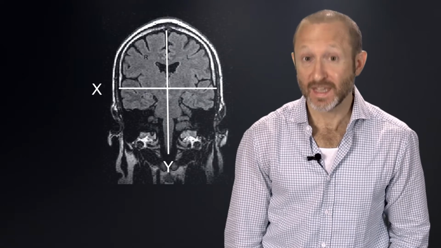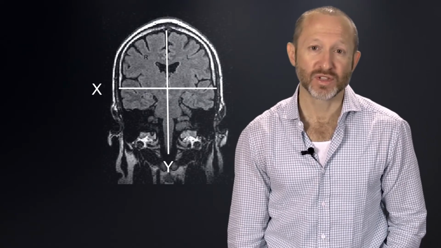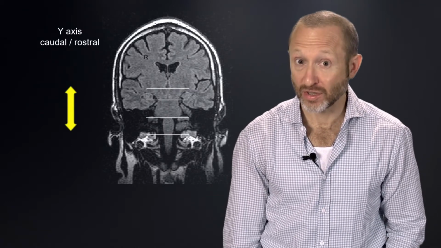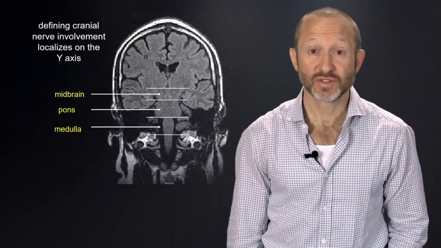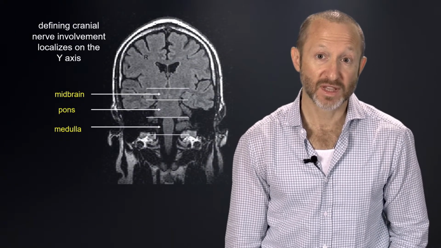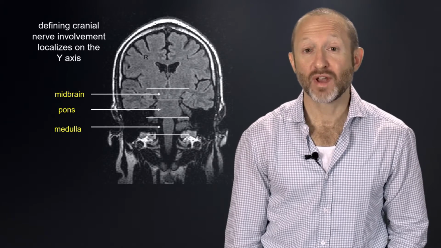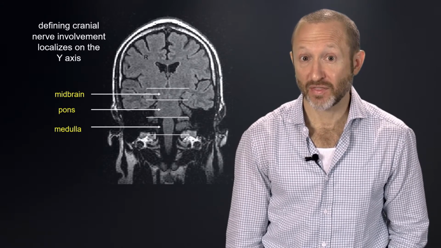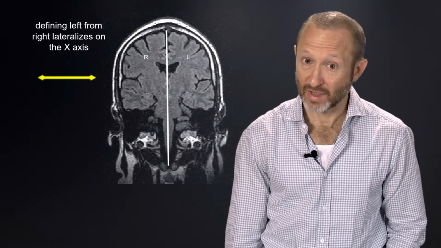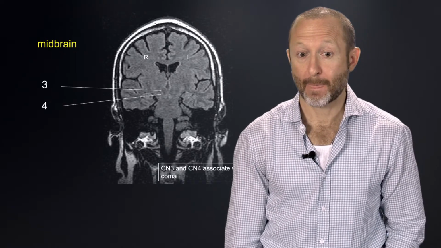something. Now, when a neurologist looks at the brain, we look at the brain from a north-south and an east-west perspective. And so if we drew an axis on the brain, it would look something like this. And we know that the y-axis defines caudal from rostral. I've drawn natural divisions on the brainstem here. You can see where the midbrain, the pons, the medulla lie. Defining cranial nerve involvement localizes on the y-axis. Defining left from right lateralizes on the x-axis.